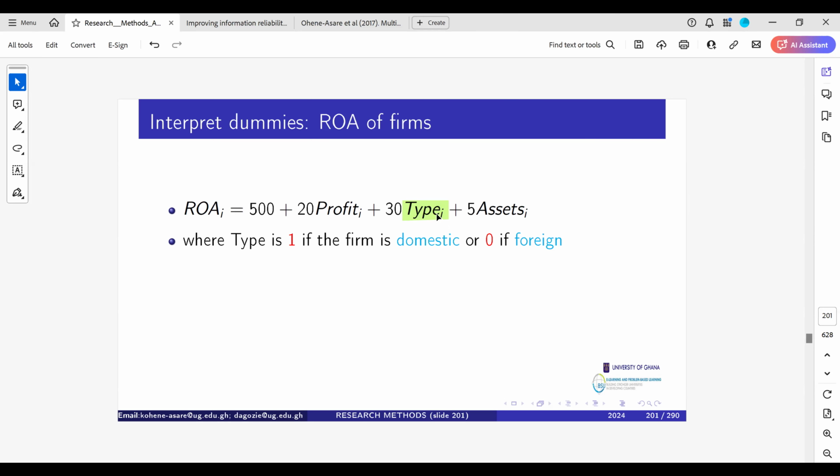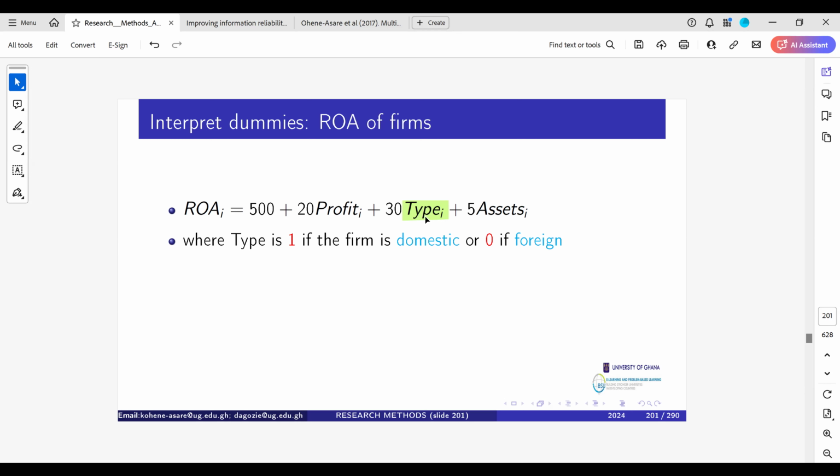So if you replace 1 under type, the 1 will be multiplying the 30, and so you will have 30 more. But if the firm is foreign, it is coded as 0. And when you put the 0 under type, 30 times 0 will be 0. So that will be 30 less.